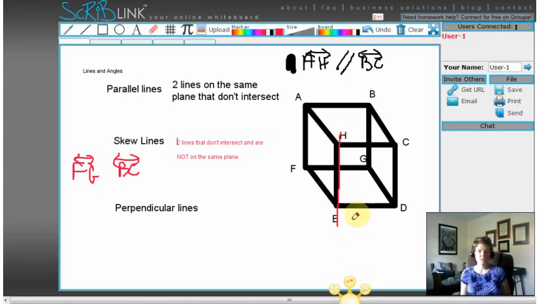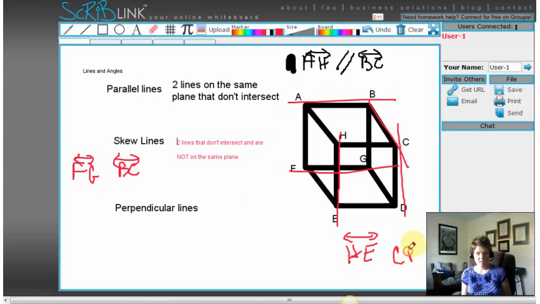So we said BC here. Now what else? Let's pick line HE. What is a skew line? There's lots of choices: FG, AB, BC. How about CD? Are HE and CD skew lines? They are not skew, they are parallel, because they're on the same plane. They're on this plane right here.